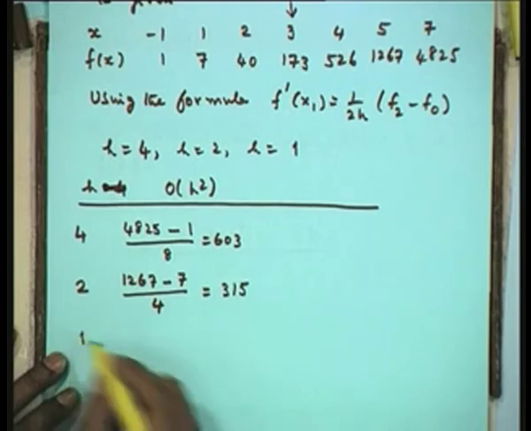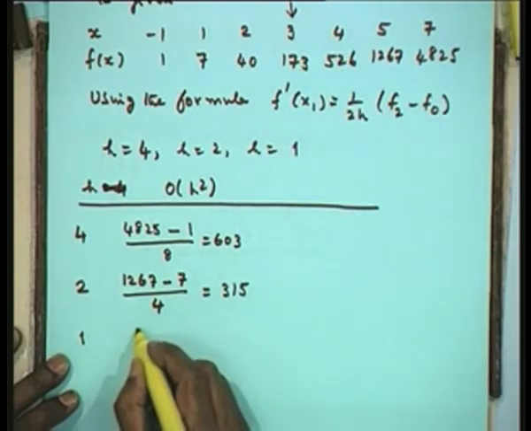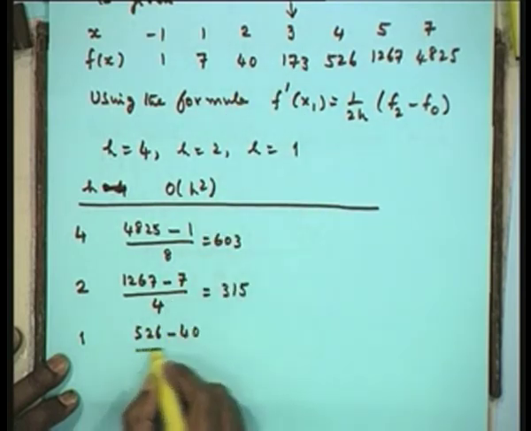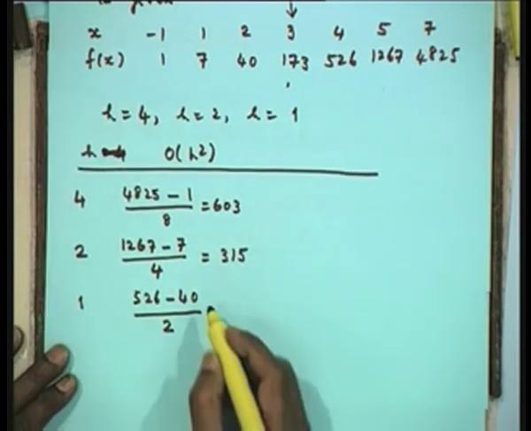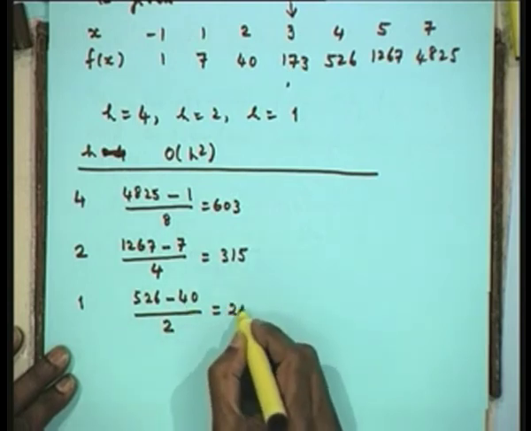Now we have step length 1. With step length 1, the value at the next point is 526 minus 40 divided by 2 times h, that is 2, that is 486 by 2, that is 243.